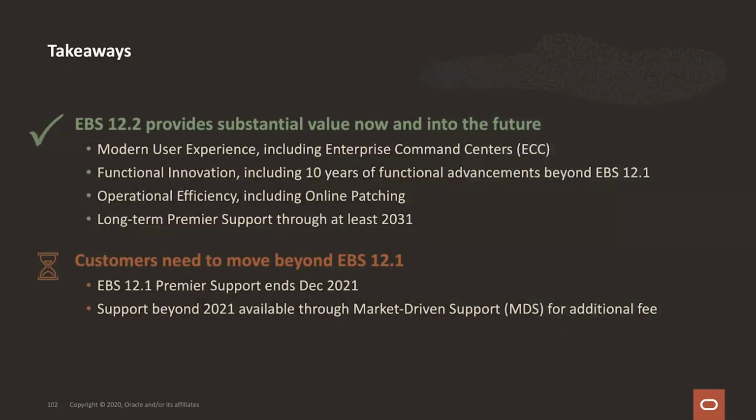So the bottom line is that 12.2 is the release you want to be on. 12.2 provides value now, and there's a lot of things in 12.2 that you're probably not taking advantage of, that if you simply did more with what you already own by enabling some of the things I've described today, your users would be happier and your business would be more productive, and you don't have to buy anything to do it. So that's a really good set of things to be focused on.